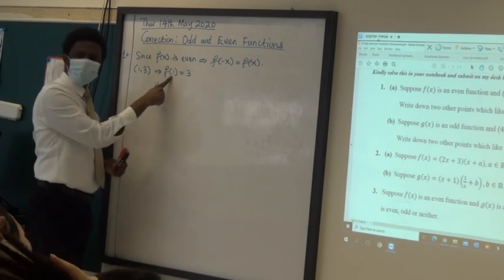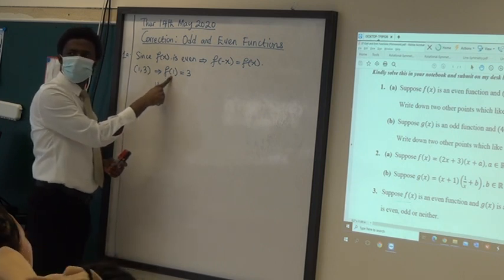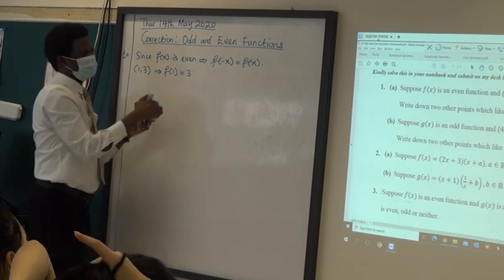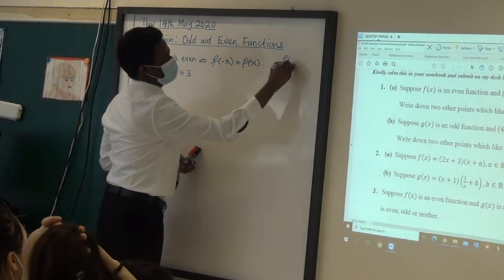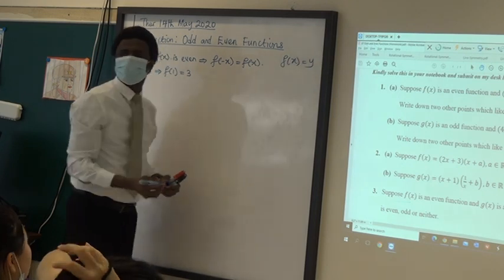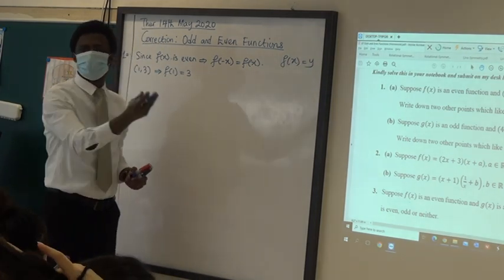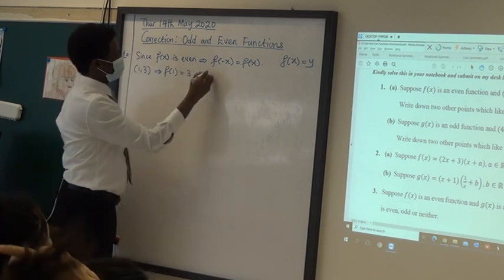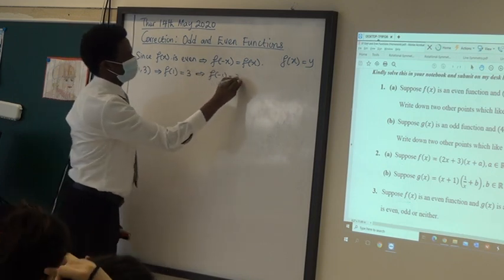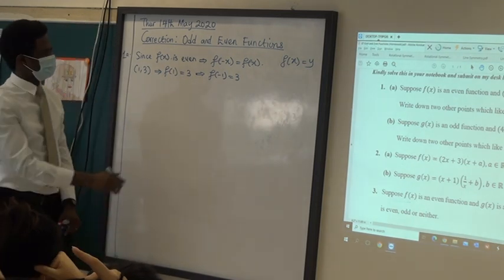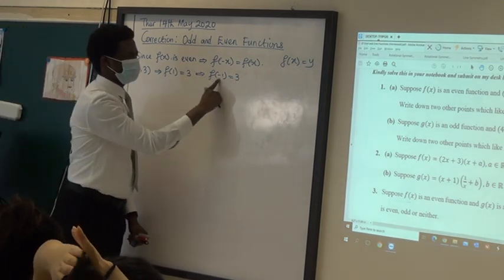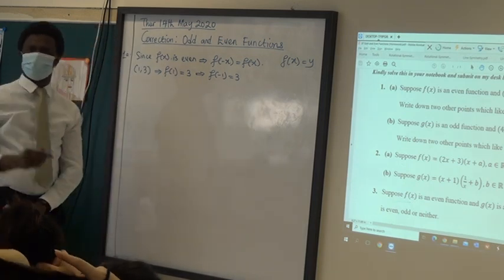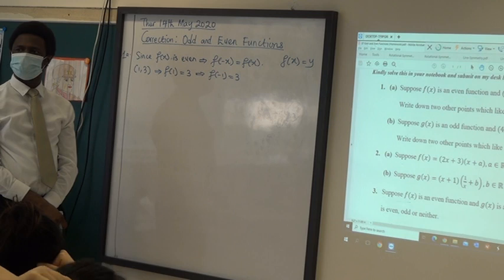Now, if this is x, it means the negation is also the same. Remember that f of x actually means y, right? The y value, the output, like this. It means f of negative 1 is also 3, agree? Which means (-1, 3) can also be found on that graph. Does that make sense?